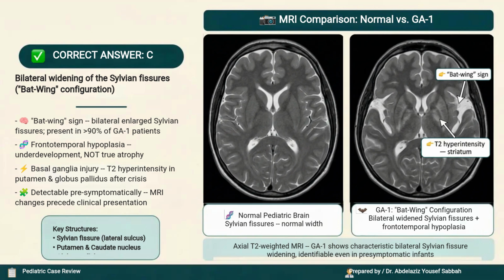The correct answer is option C, widened sylvian fissures with frontotemporal hypoplasia, known as the bat wing configuration. This finding is present in more than 90% of glutaric acidemia type 1 patients.